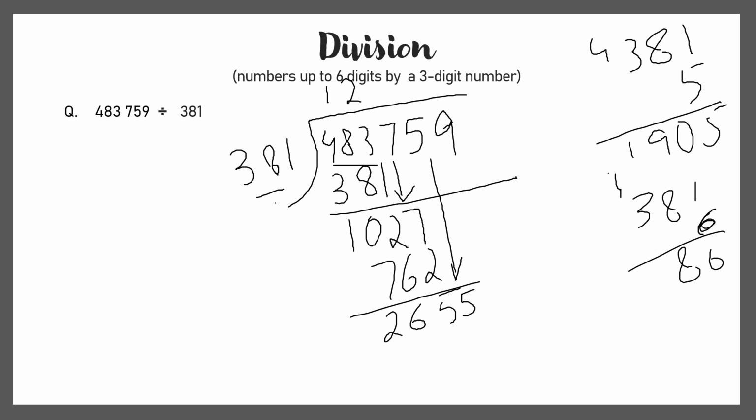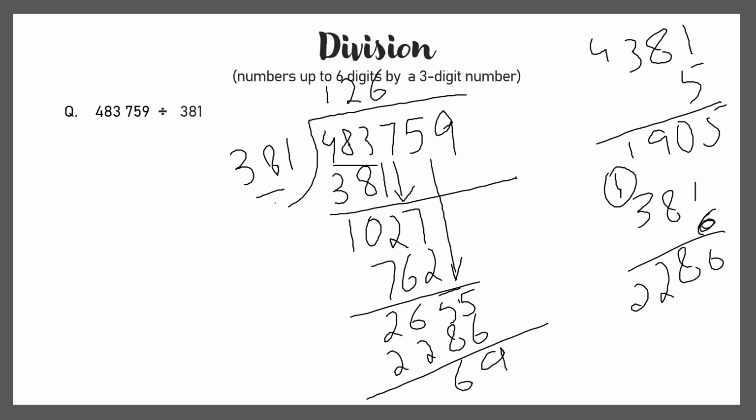6 ones are 6, 48, 18, 2286. Yes, it's fine. So let's do it with 6. 2286. And what do we get in remainder? We get 2655 minus 2286, which is 369. Okay.